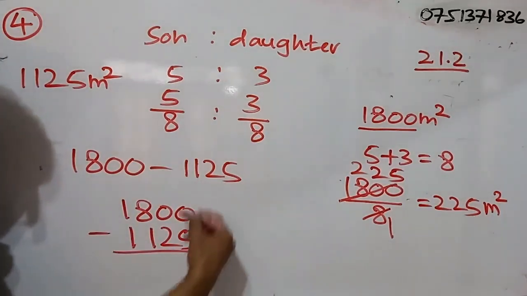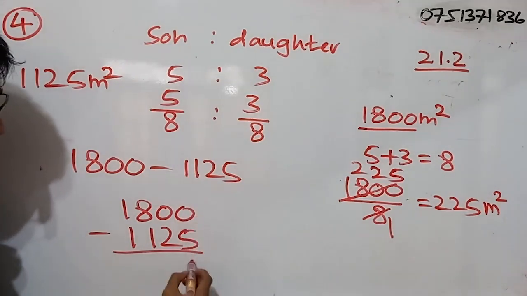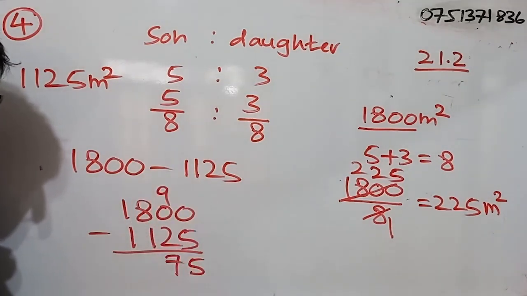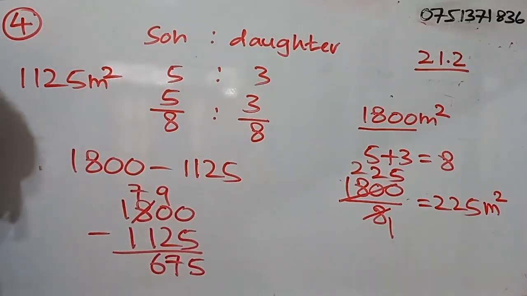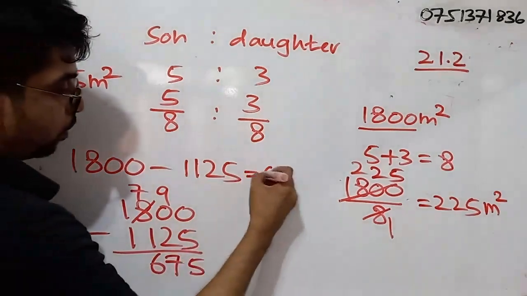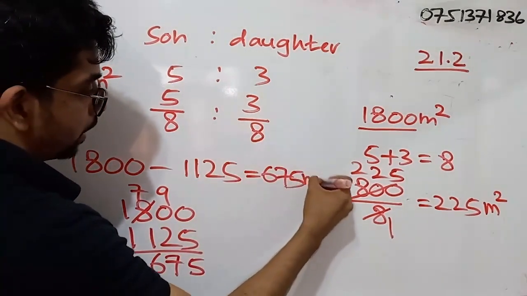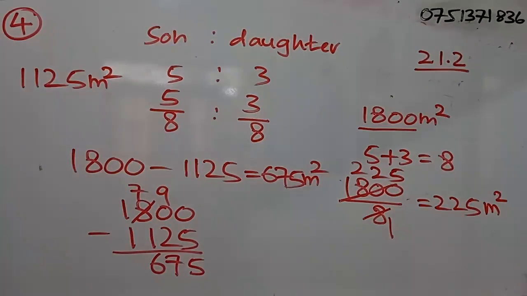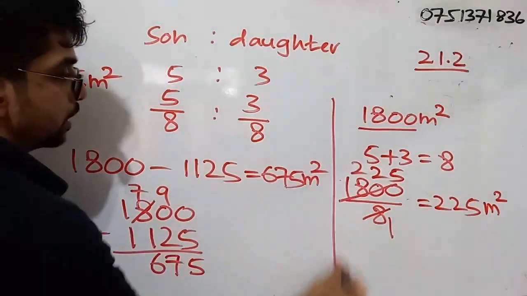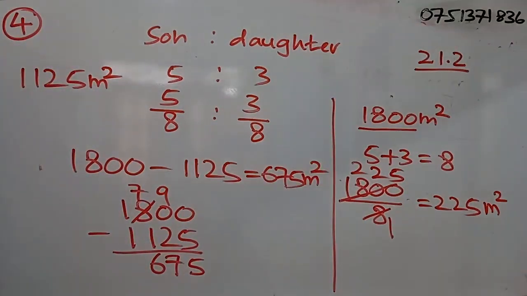1125. So 0 minus 5 we can't do. 10 minus 5, that's a 5. Here the remaining digit is 9. 9 minus 2, that's a 7. Here the remaining digit is 7. 7 minus 1, that's a 6. So the daughter gets 675 square meters.